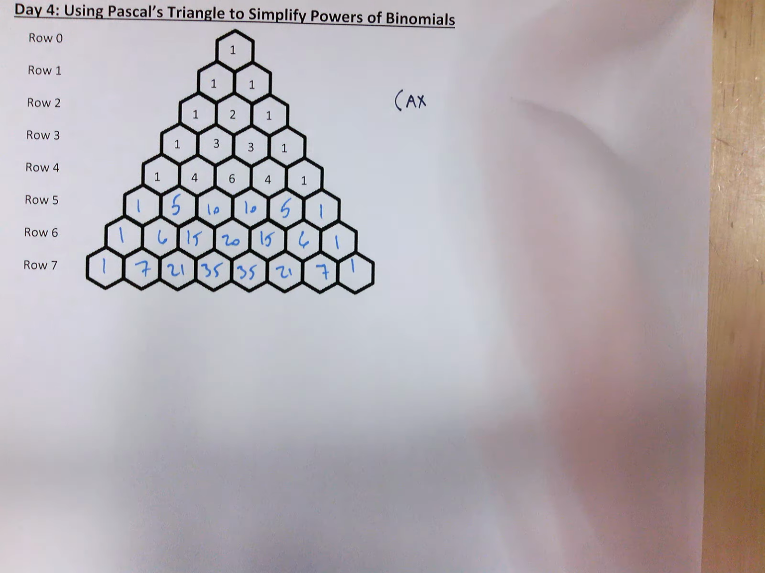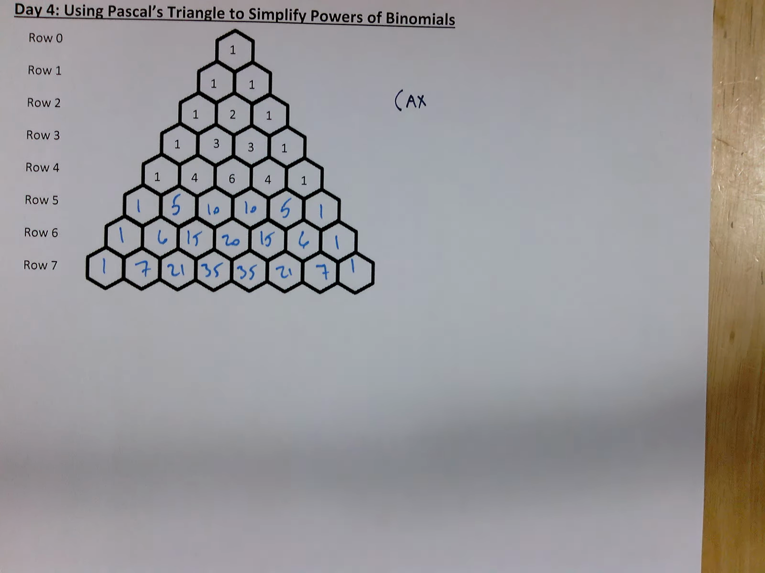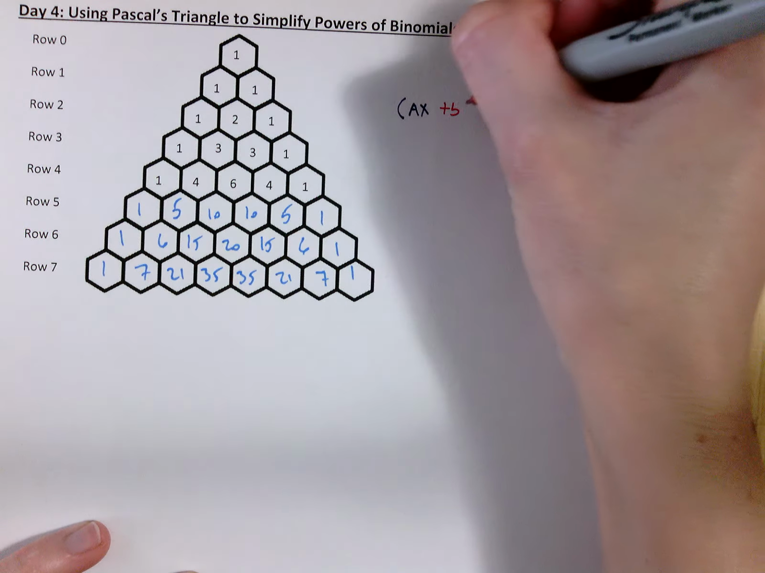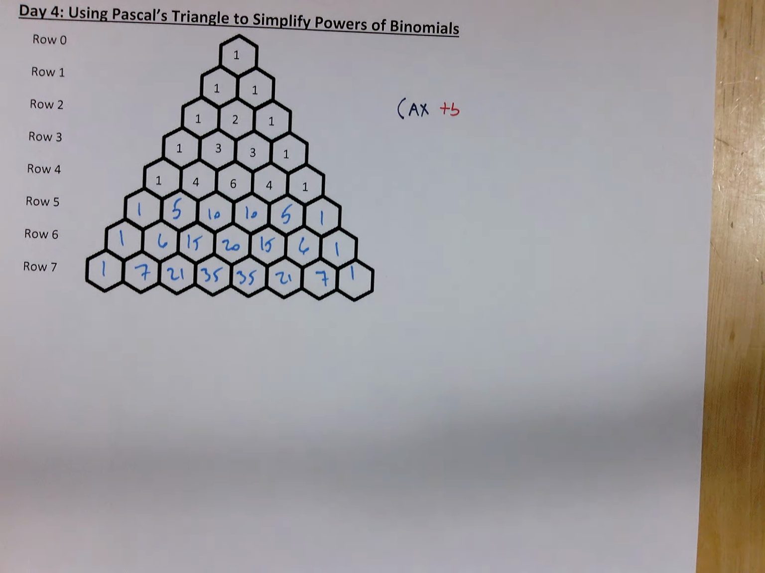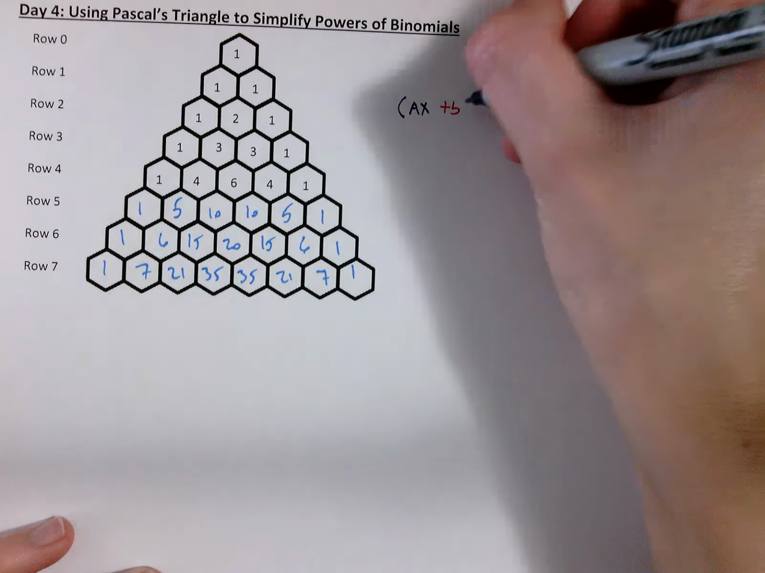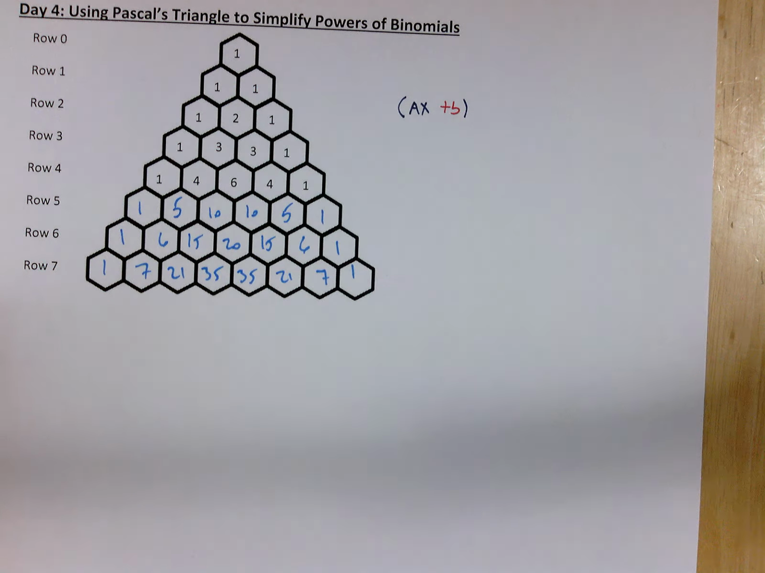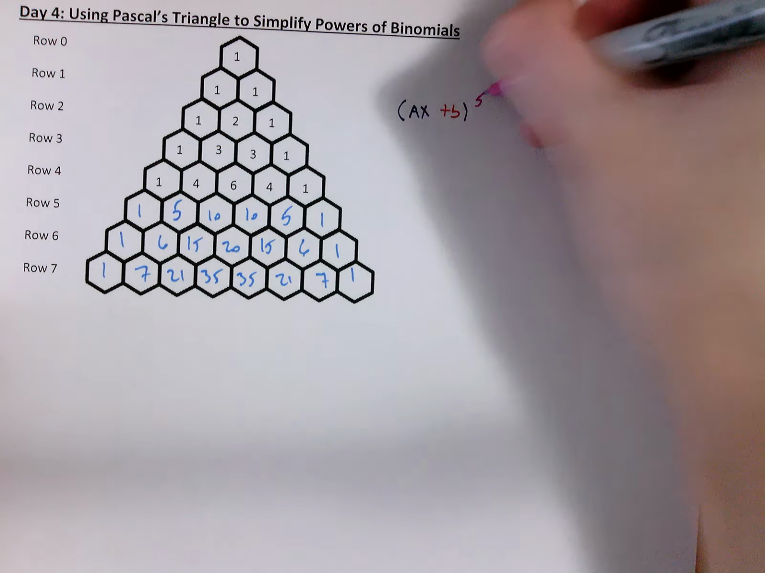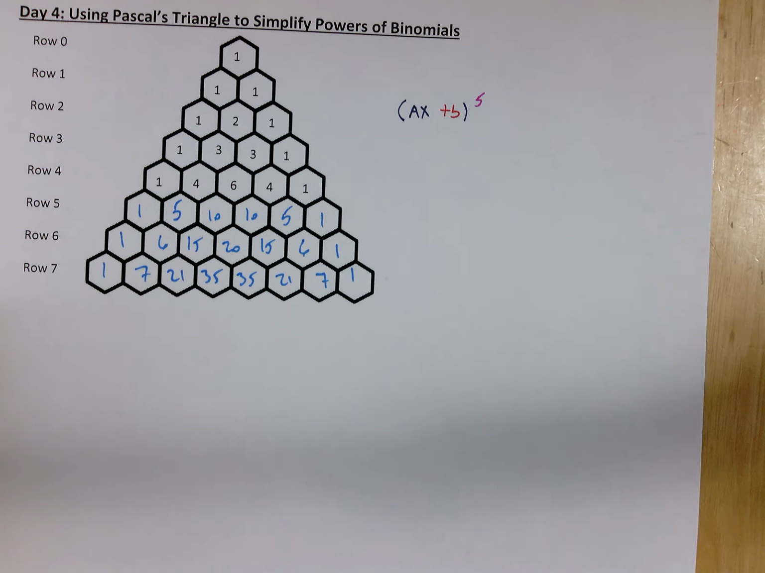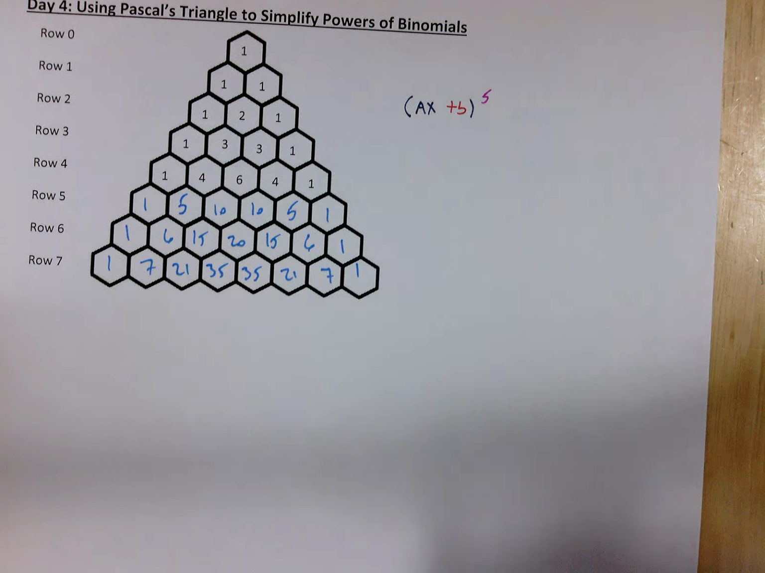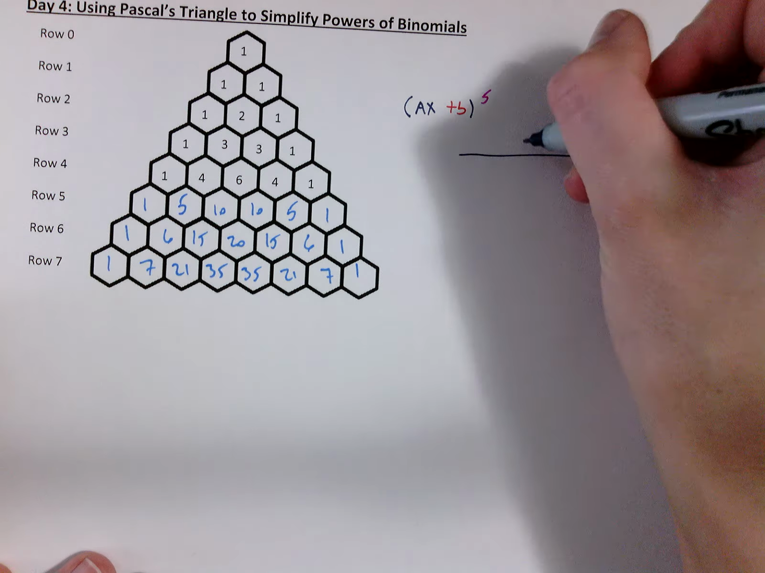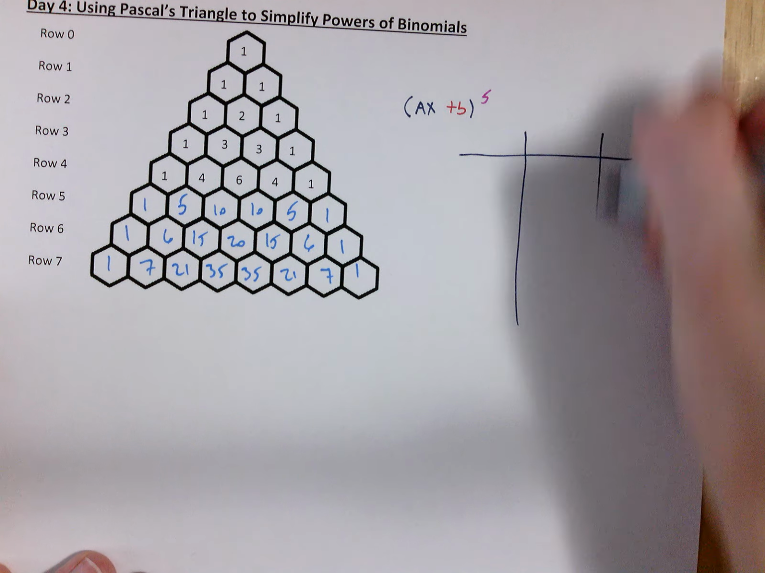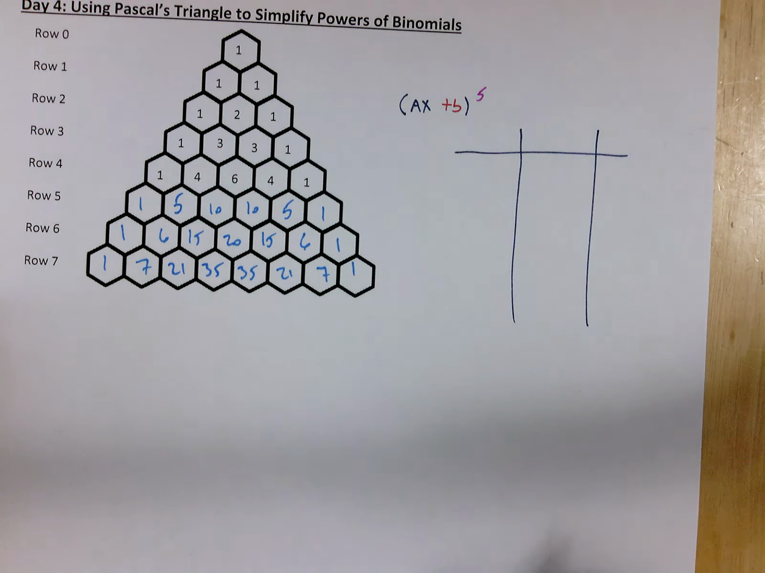So if we had something like ax plus b, okay, and then we were raising that to the fifth power, okay? I'm going to do a lot of color coding here. This can be a little bit confusing at first, all right? So you got to really keep a close eye on what's happening. So we're gonna use a little table just to help us with the organization here, okay?